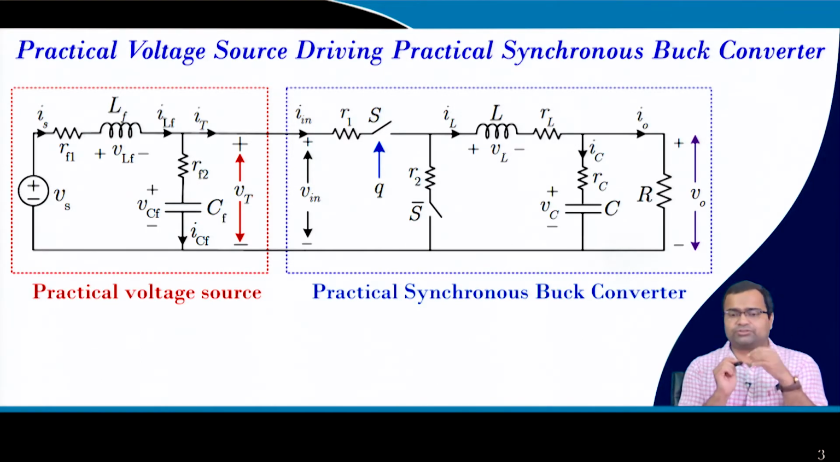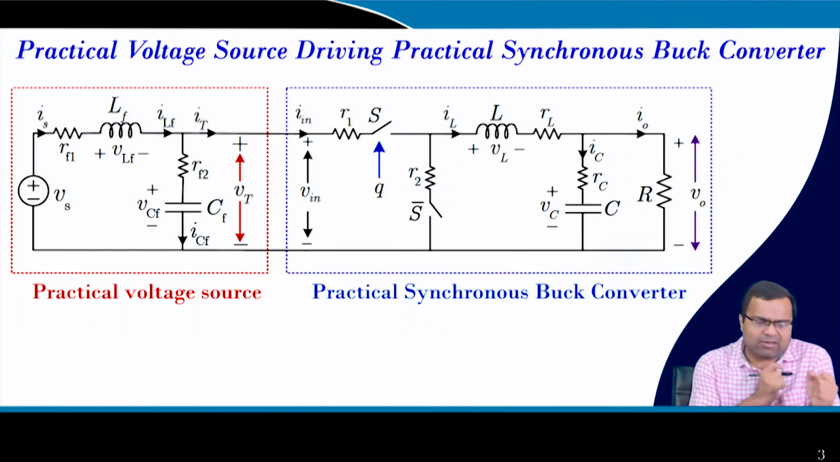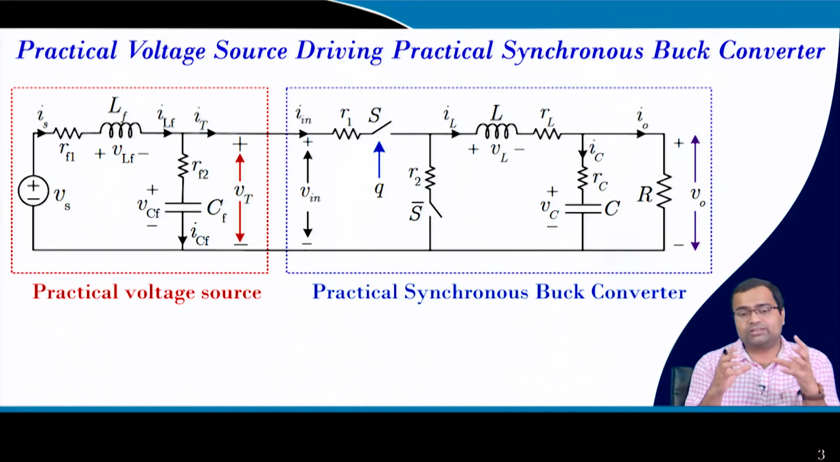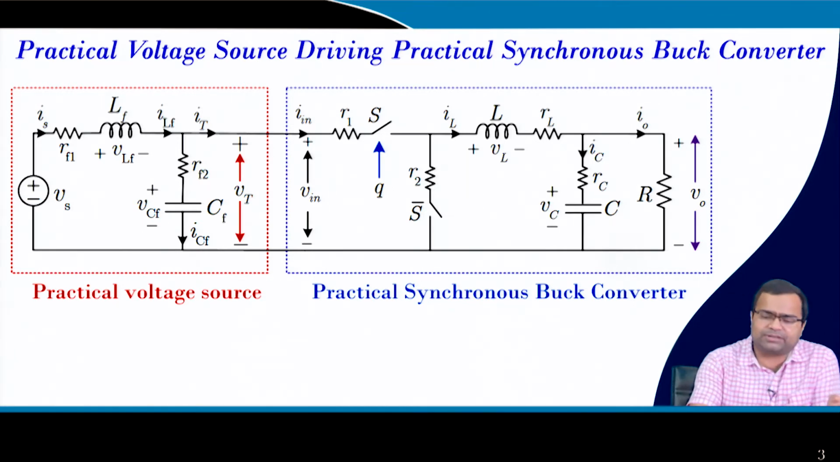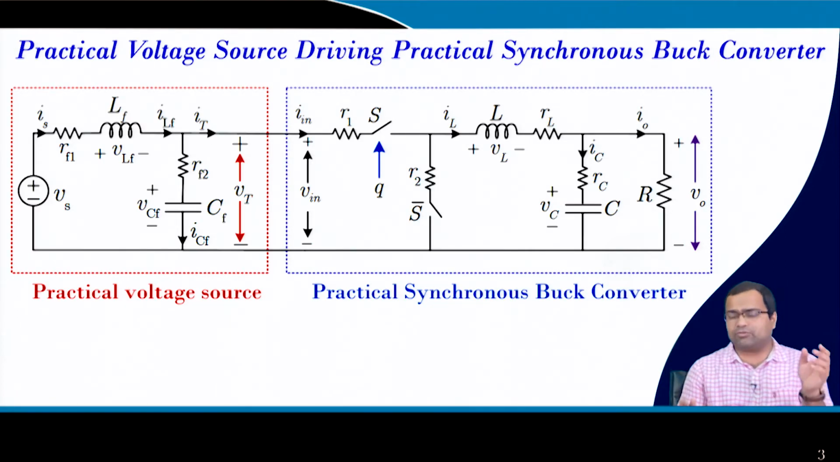So, a practical voltage source driving a practical DC-DC buck converter, this we have discussed in lecture number 13, and we have identified that a practical voltage source should have an output impedance which will consist of one DC term, which we generally consider in any practical voltage source, like internal resistance or a series resistance. But a practical voltage source should also have a frequency dependent term, because none of the power supplies have infinite bandwidth or zero output impedance. This we have discussed in lecture 13, and it is driving a practical synchronous buck converter.